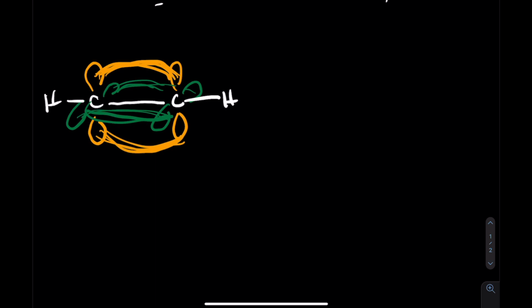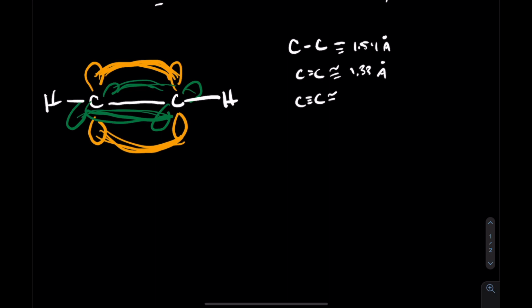this bond length is much shorter, right? So if we remember, carbon-carbon bond length is about 1.54 angstroms. Carbon double bond carbon length is about 1.33 angstroms. And then the triple bond length now is the shortest of them all, 1.20 angstroms. All right, so that electron density does make the whole bond get much shorter.